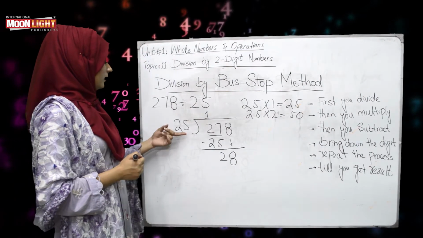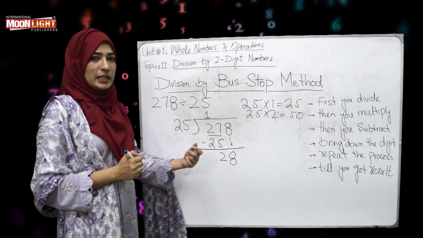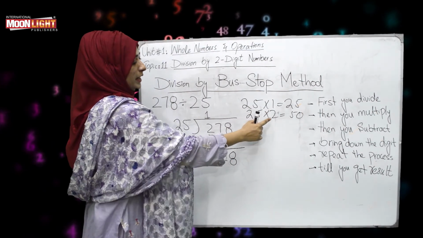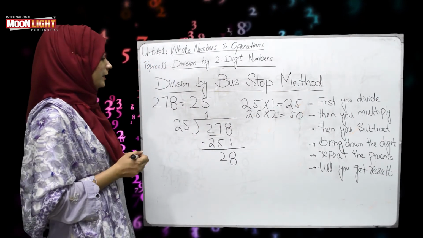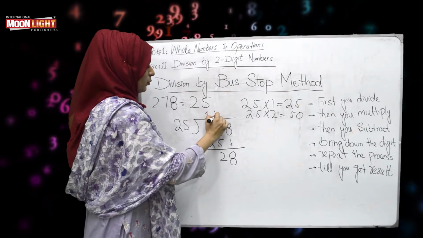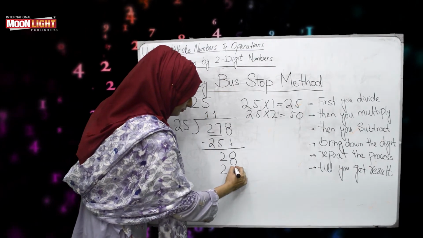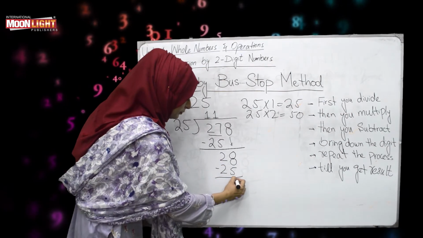Now again, read the table till you get 28 or a number less than 28. Again, we know that if we read 25 two times, it will become a bigger number, which we don't need. So again, 25 one time will again give us 25. By subtracting, we will get 3.